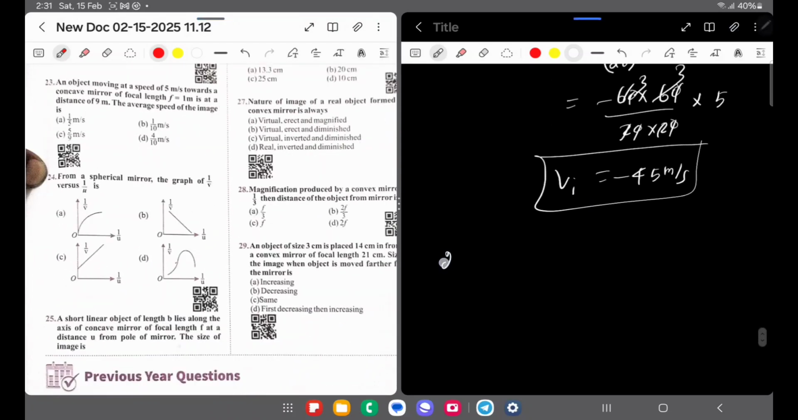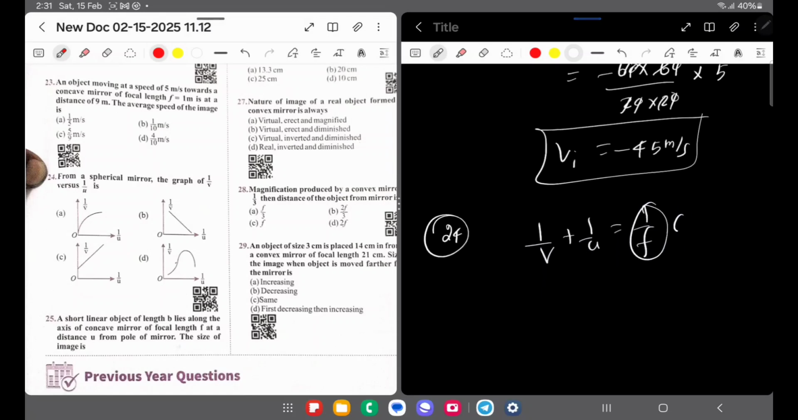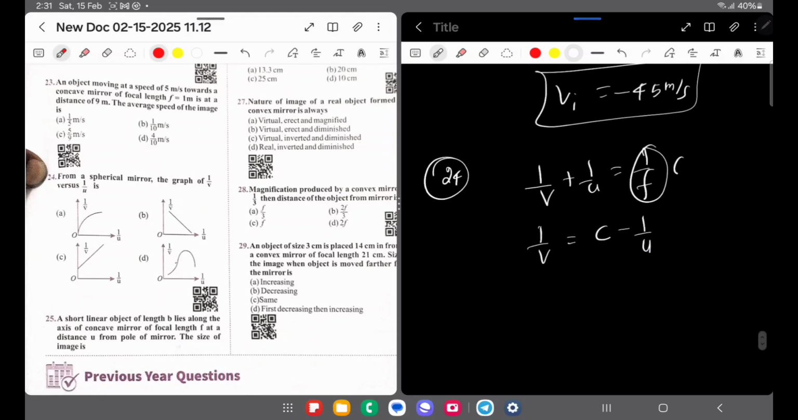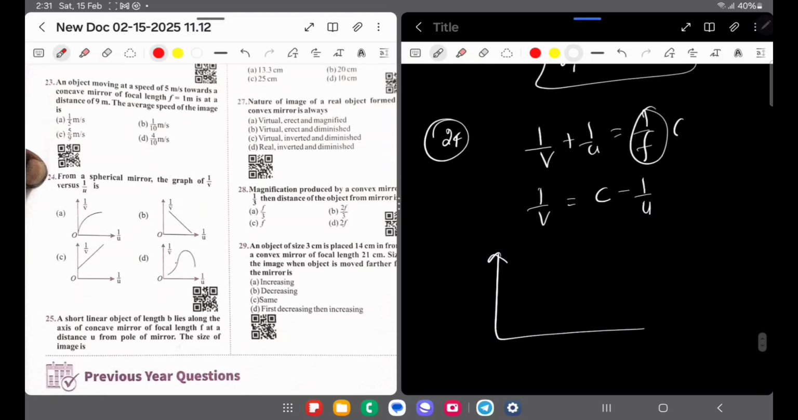Now consider question number 24. For a spherical mirror, they are asking about the graph of 1 by v versus 1 by u. We know the mirror equation 1 by v plus 1 by u equals 1 by f, and 1 by f is a constant. So I can clearly say that 1 by v equals a constant minus 1 by u. If you plot the graph between 1 by v and 1 by u, how is the graph going to look? As the 1 by u value increases, you are subtracting it from the constant, so the 1 by v value is going to reduce.